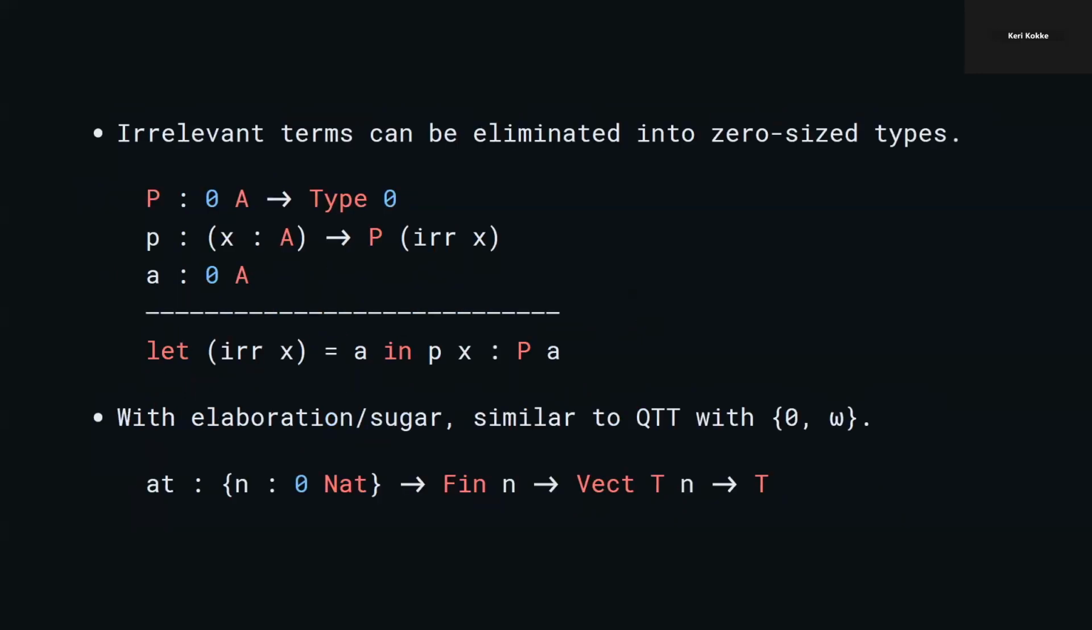And the point of this is that we can eliminate any irrelevant thing into a zero-size type. So this eliminator looks something like this. And with some elaboration and syntax sugar, we can basically end up with a system that looks kind of similar to something like quantitative type theory. So for example, we can type this function at that gets the element at a given index in a vector, and we don't really need to remember what the length index actually is. In a similar way that you write this in like Idris or Agda, for example. Okay.